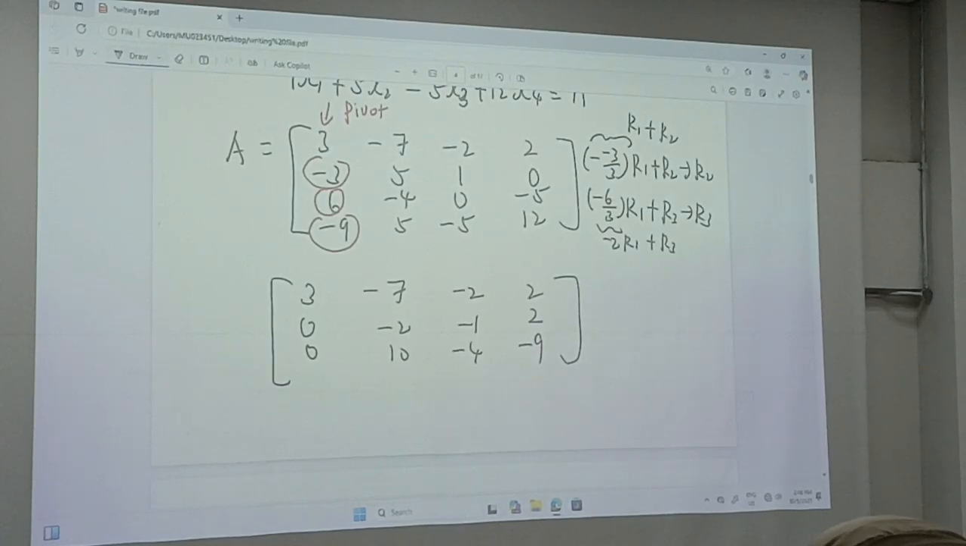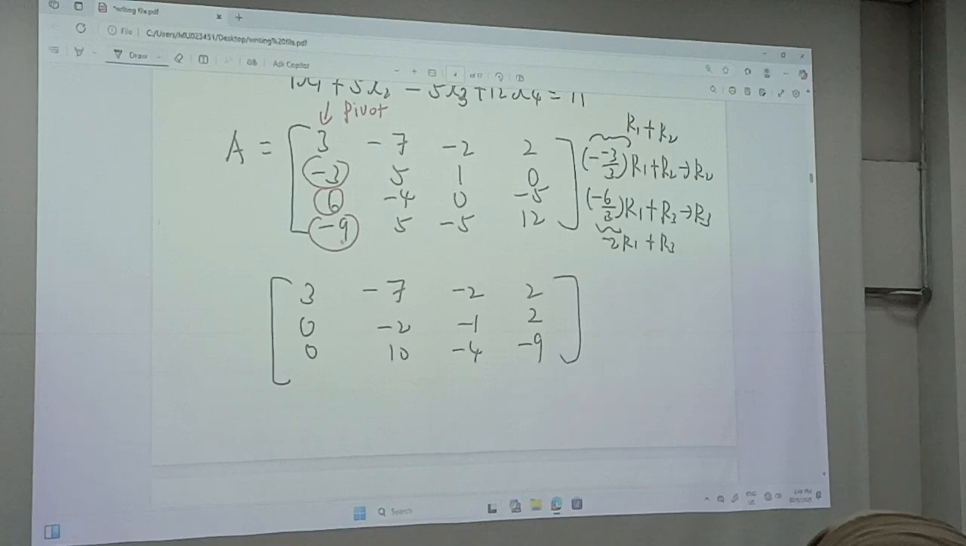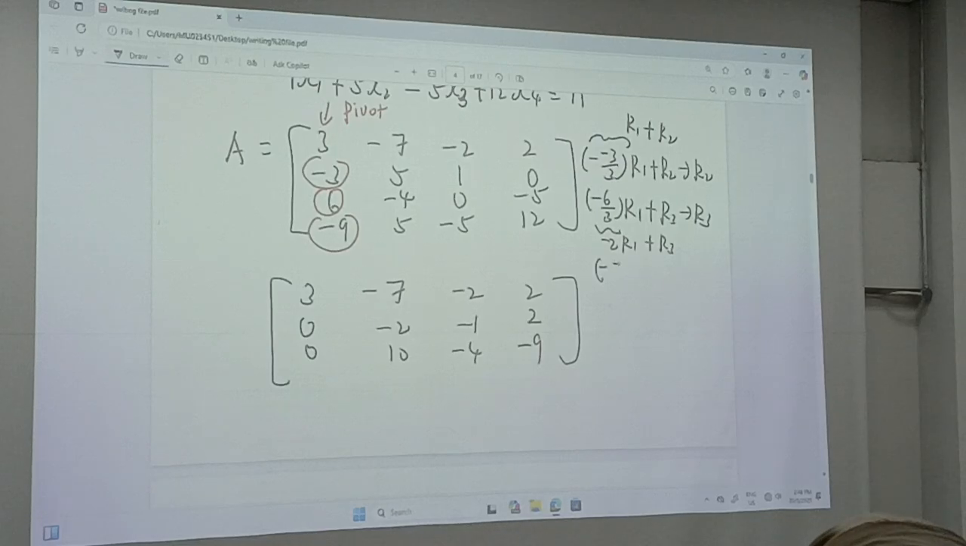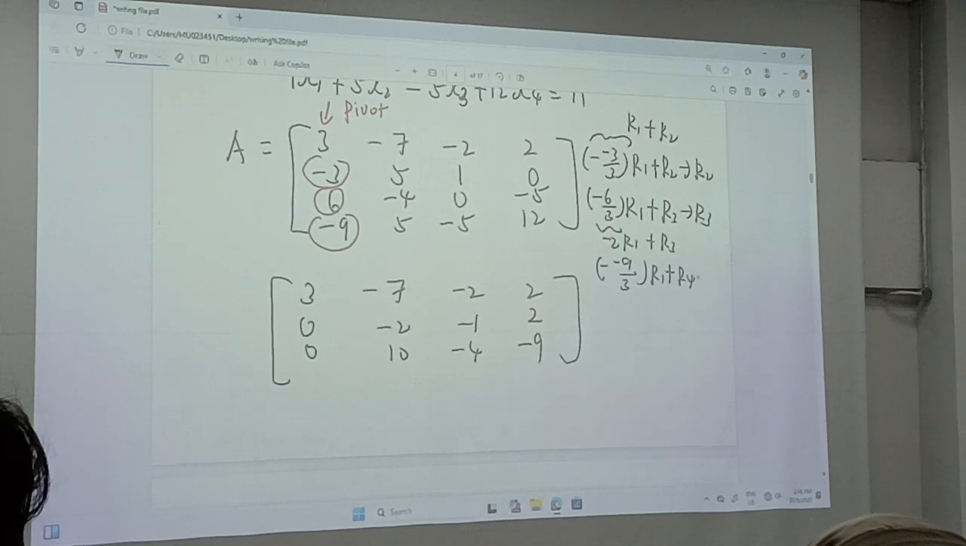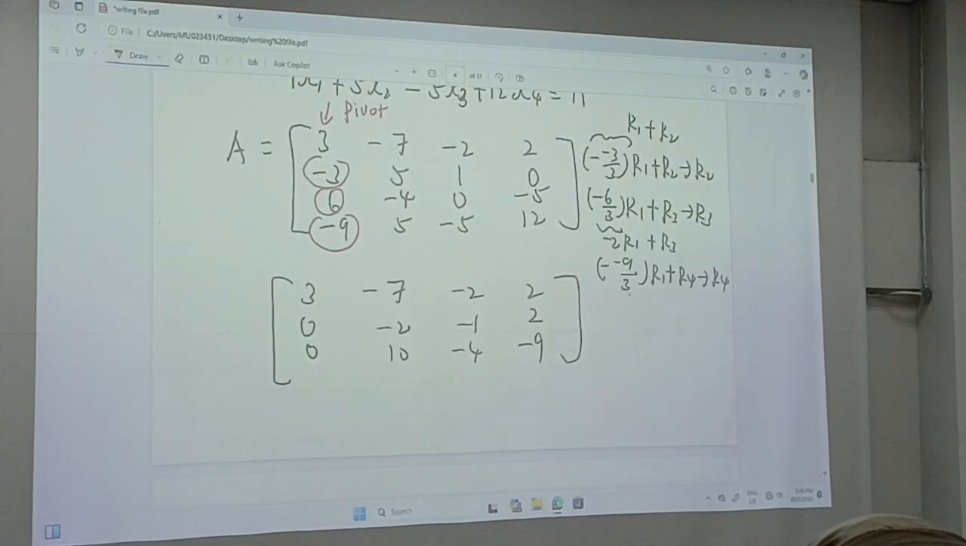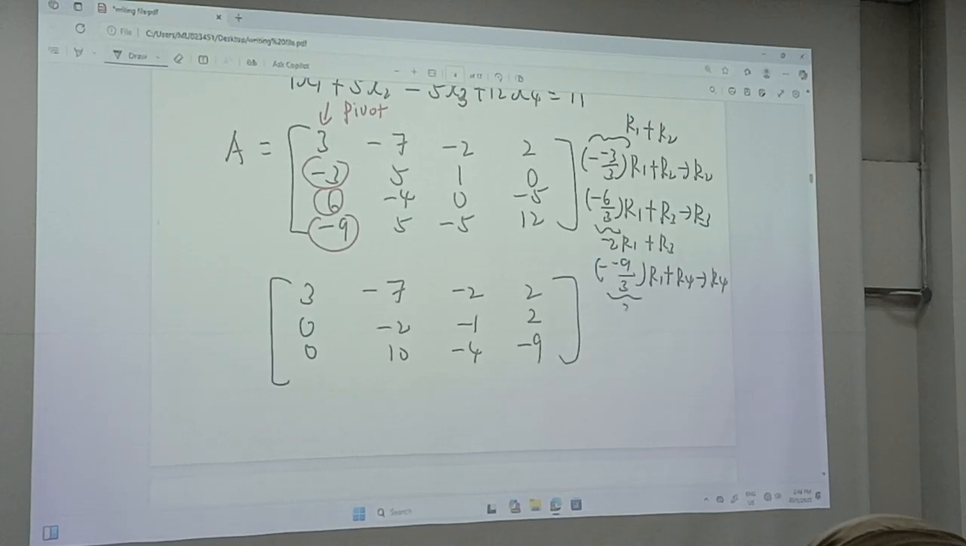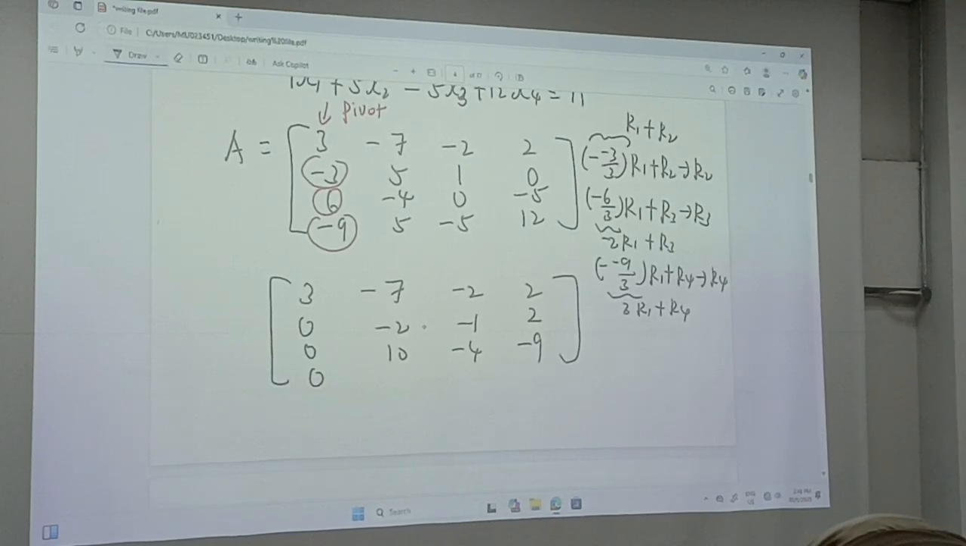Okay, and then last one, turn negative 9 to 0. How to turn it? Negative elimination element negative 9 over pivot 3, multiply with the pivot row, still R1, plus elimination row R4, produce a new R4. So negative 9 divided by 3, that's 3 times R1 plus R4. As a result, here turns to 0. The rest, just write it down, everything.